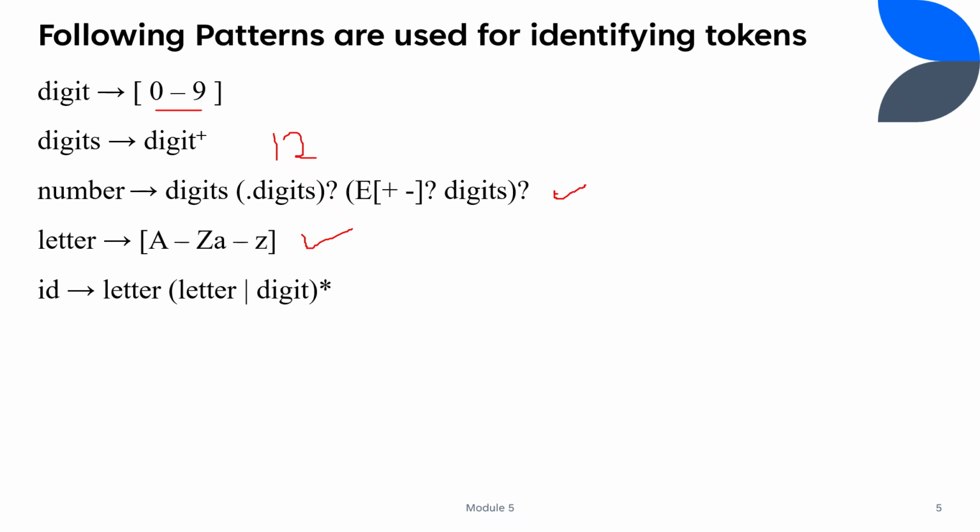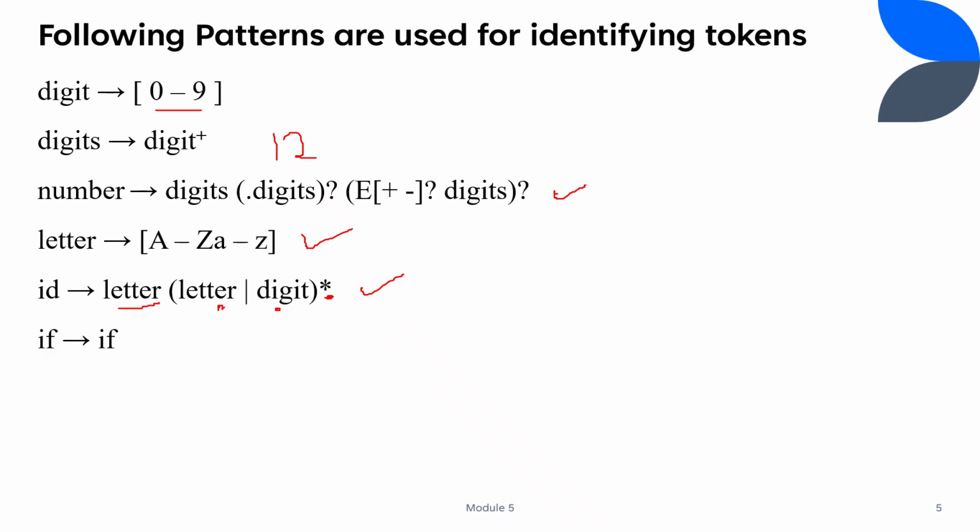We know that an identifier should always start with a letter. Hence, the expression starts with a letter followed by one or more occurrences of either letter or digit. So this is how my identifier is defined.